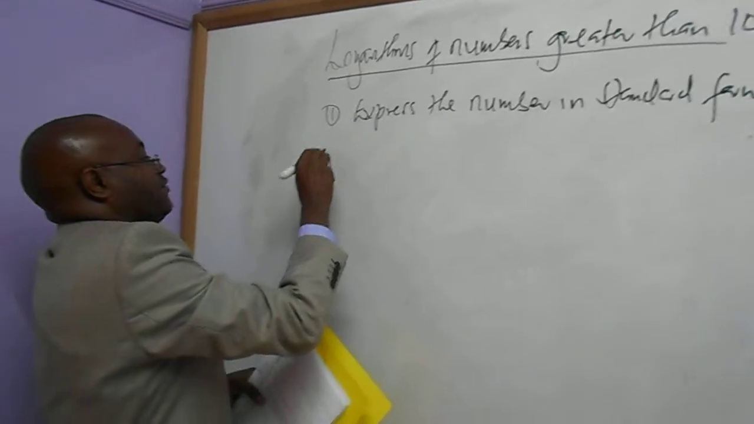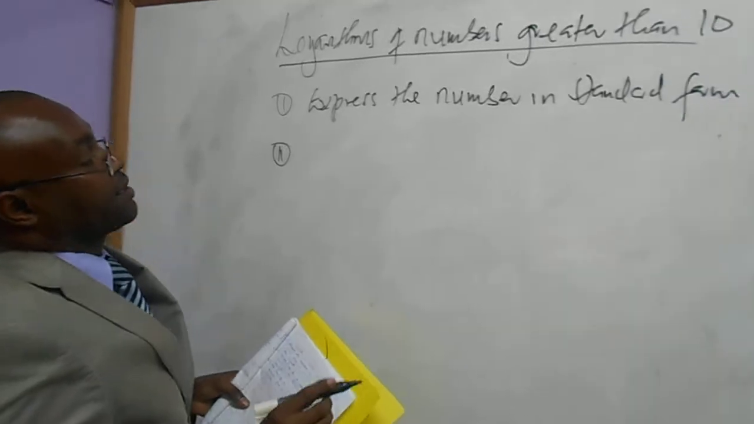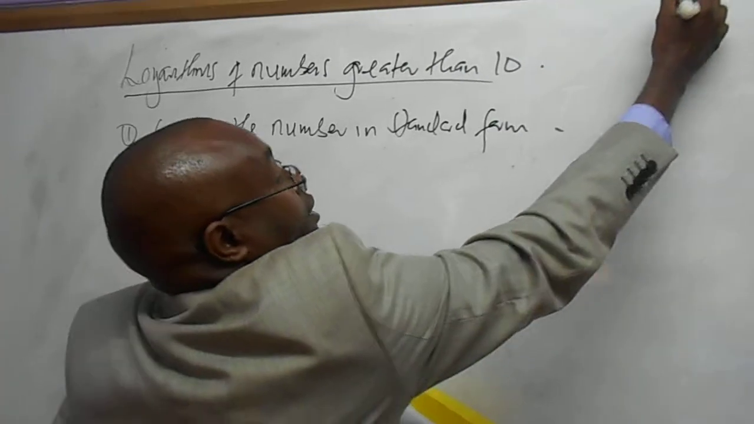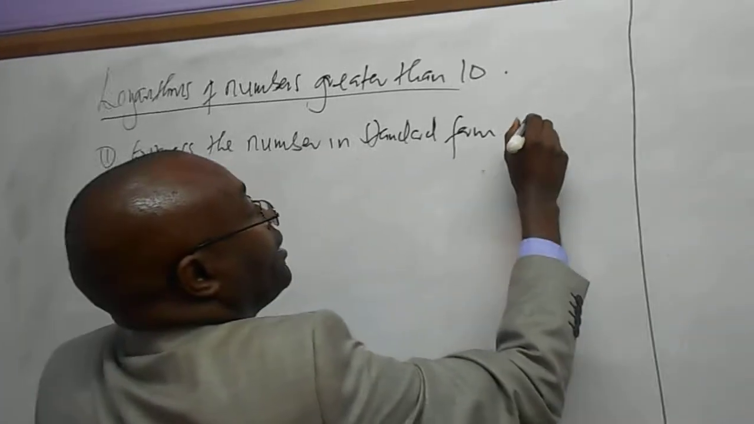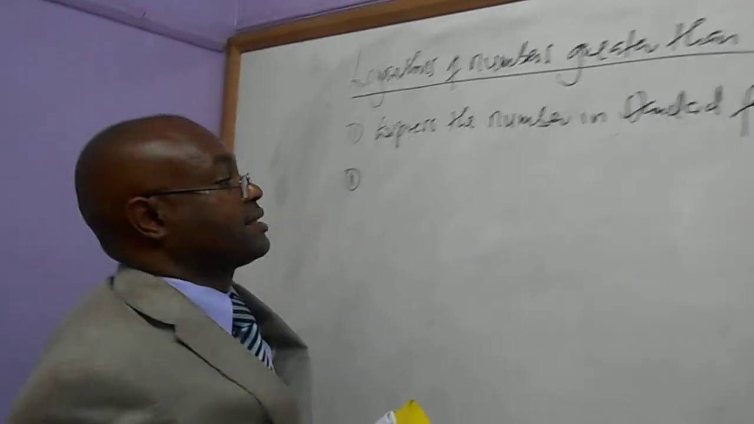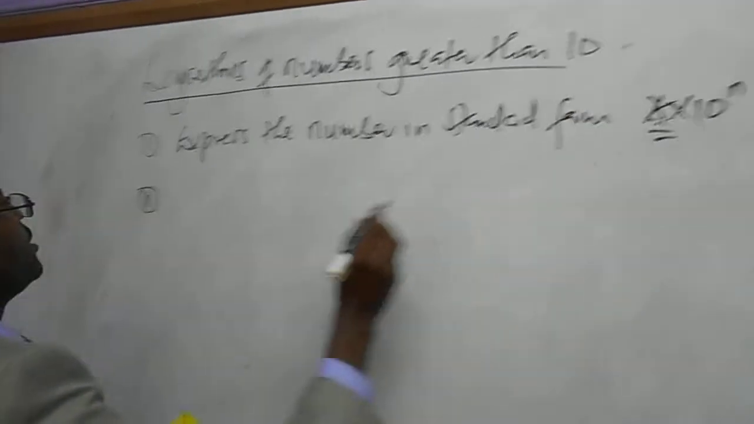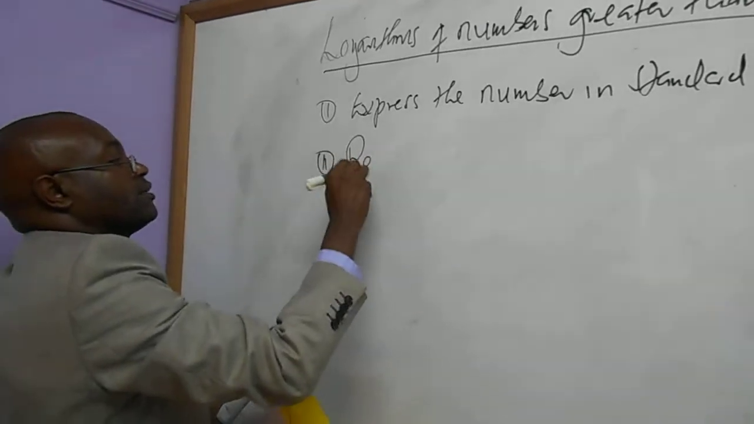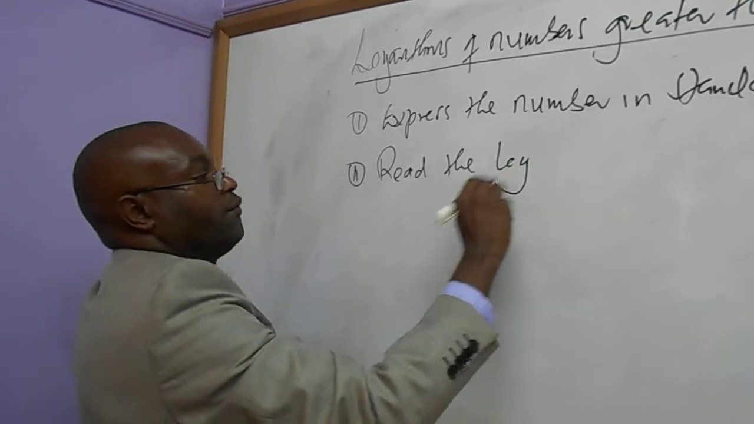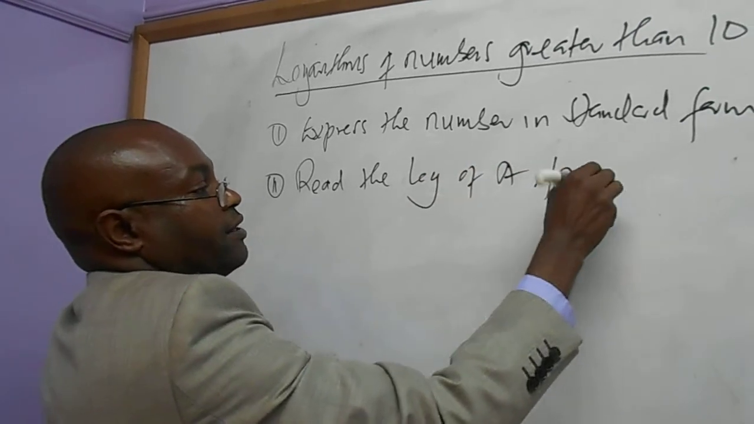Then after that, we said that in standard form we are talking about expressing the number in the form of a times 10 to power n. Then the next step is read the logarithm of a from the tables.